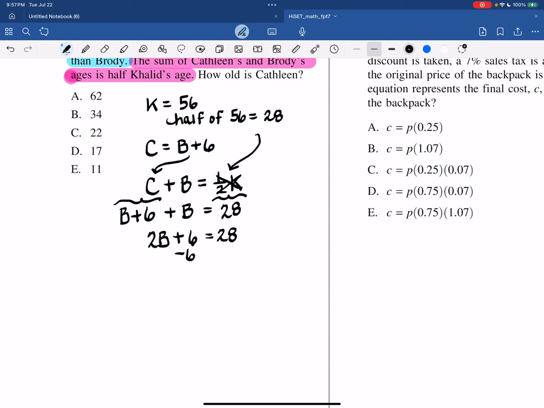If you subtract 6 from both sides, you get 2B is 22. Divide both sides by 2. And we learned that Brody is 11 years old.